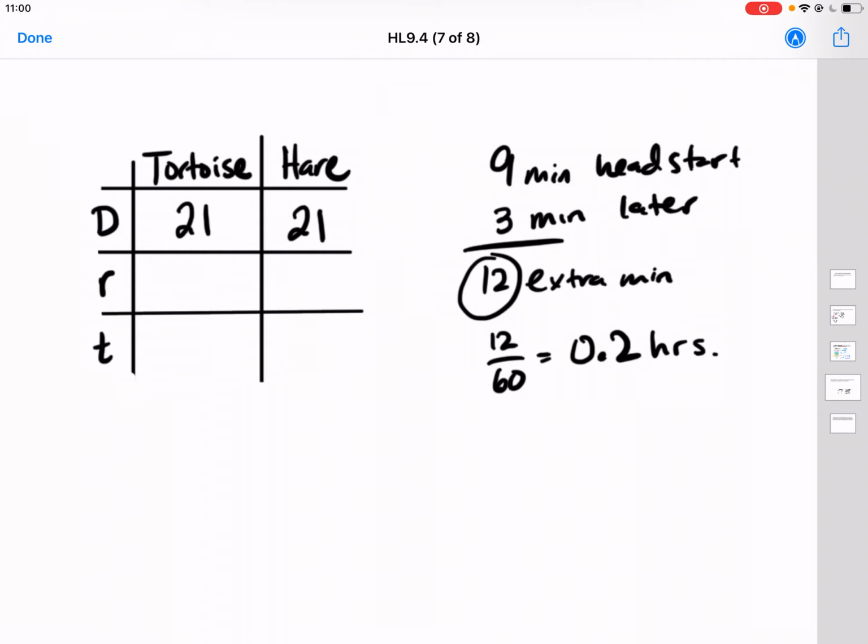Okay, so I'm going to go ahead and say I don't know my tortoise's speed. We're going to say the tortoise is going X meters per hour. The tortoise is going for Y hours, and then the hare, let's do the time. The hare is faster, so the hare's time is the tortoise's time minus that 0.2 hours. Then we also know that the hare has a faster speed by 0.5 meters per hour. So I'm going to do the tortoise's speed plus that 0.5 to get the hare's speed.